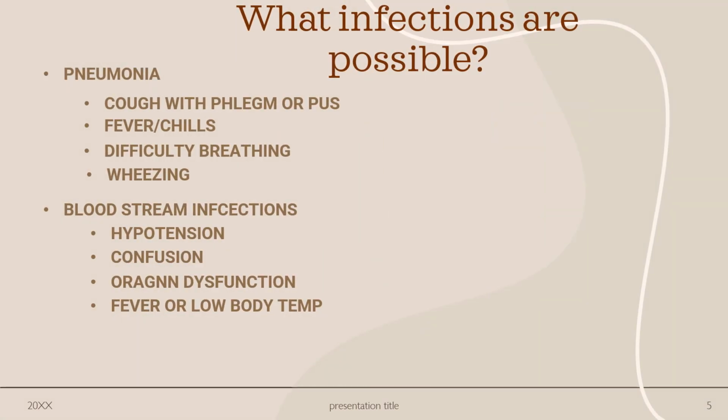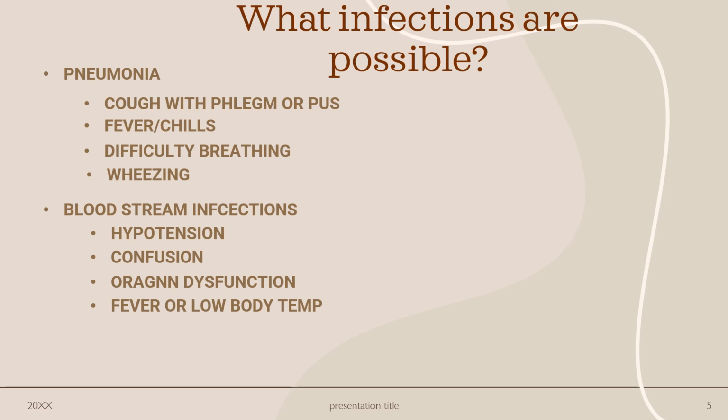So what are some possible infections of Klebsiella? So one possible infection of Klebsiella is pneumonia, and some of the symptoms that go along with that are cough with phlegm or pus. You can even have a blood-tinged sputum. You can have fever, chills, difficulty breathing, and even wheezing.